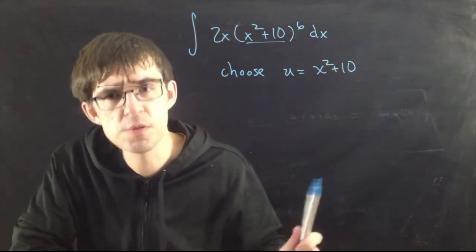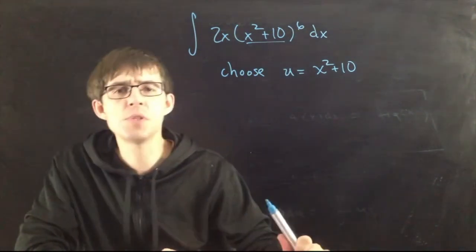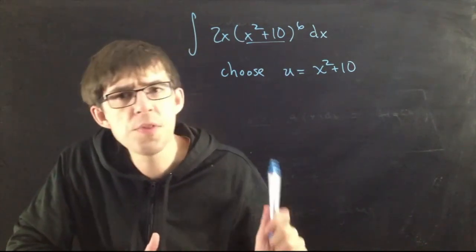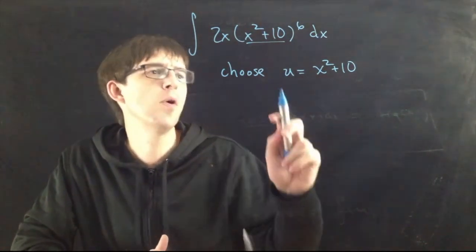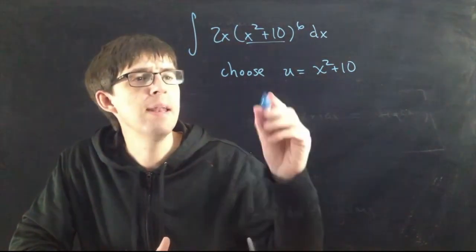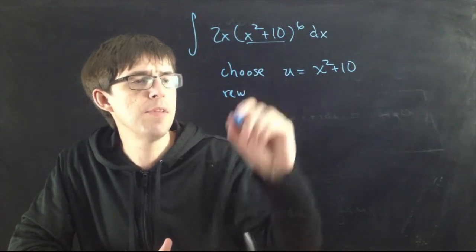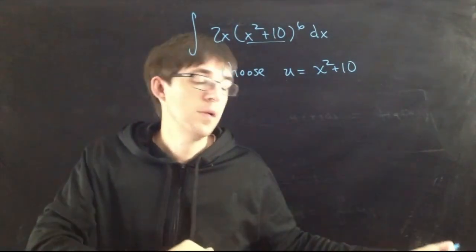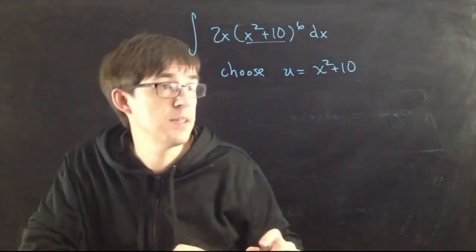This is because of the u substitution's roots in the chain rule, in which you have a function on the outside and a function on the inside. You want the u to represent the function on the inside. So I choose the u to be the thing inside the parentheses here. And now we try to rewrite everything.